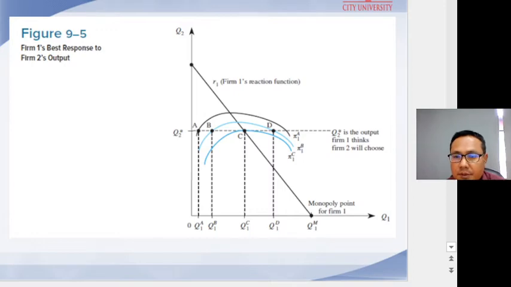So one possibility is for firm 1 to produce Q1A units of output, which would correspond to point A on isoprofit curve pi 1A. However, this decision does not maximize profit because by expanding output to Q1B, firm 1 moves to a higher isoprofit curve, which corresponds to point B. So notice that profit can be further increased if firm 1 expands output to Q1C, which is associated with isoprofit curve pi 1C.